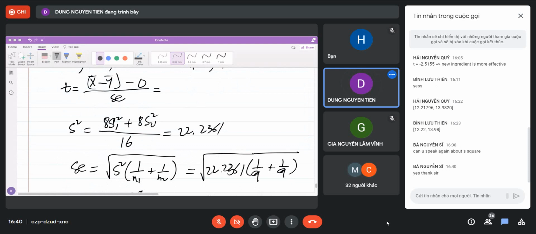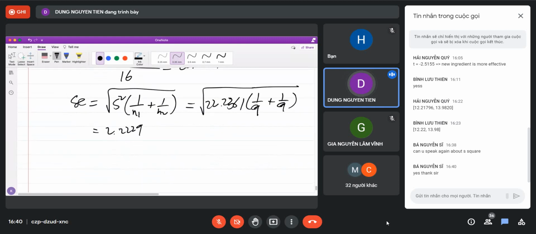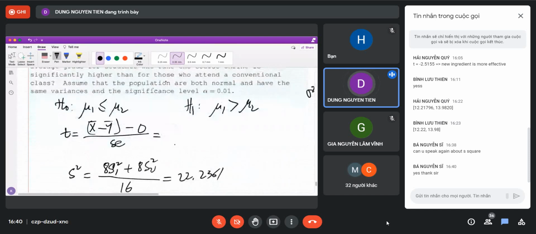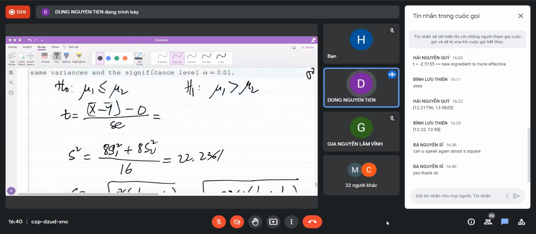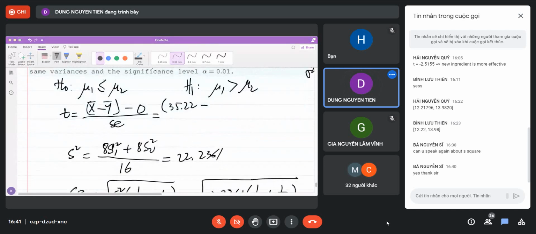Okay, very good. Please feel free to ask questions if you have some. All right. So the standard error in this case is 2.229, and then you can find the t value, right? The t value is the average value, 35.22 minus y bar, 31.56, minus 0 divided by the standard error.